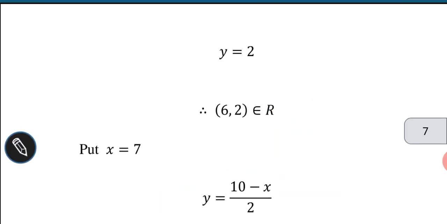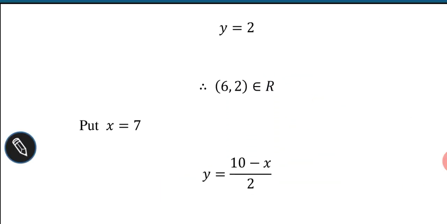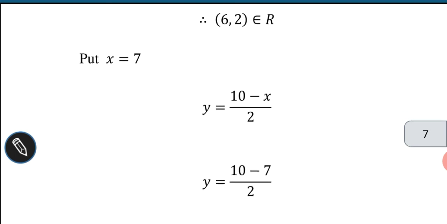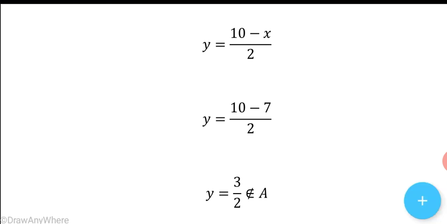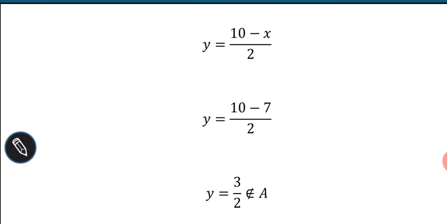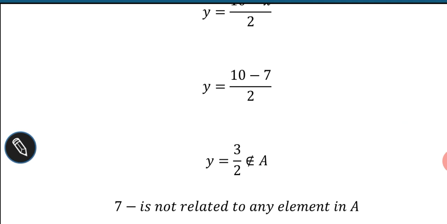Now put x equal to 7. So y is equal to 10 minus x by 2. y is equal to 10 minus 7 by 2. y is equal to 10 minus 7 is 3, 3 by 2, which does not belong to capital A. Okay, so 7 is not related to any element in capital A.